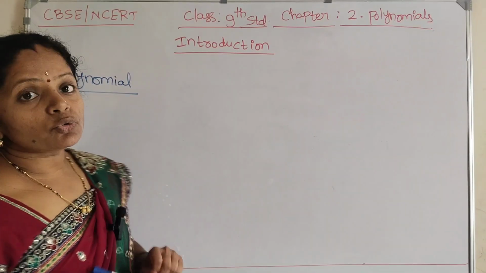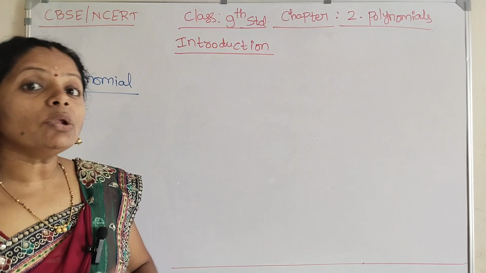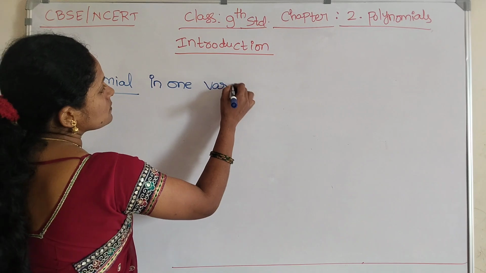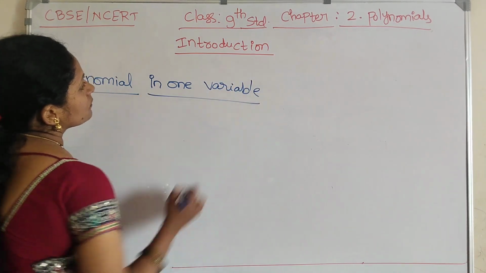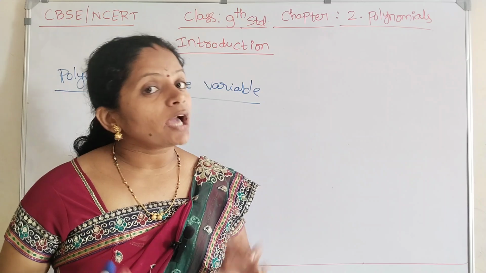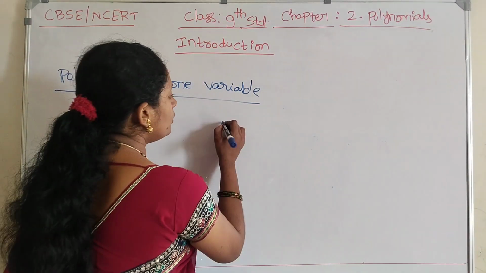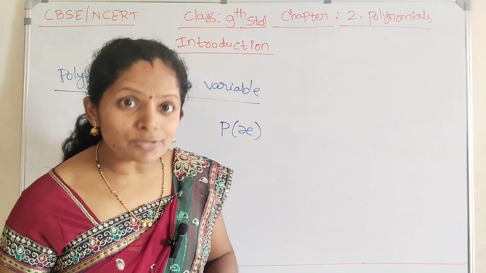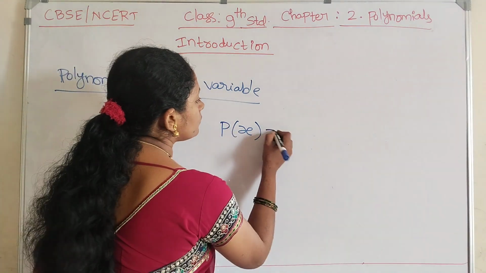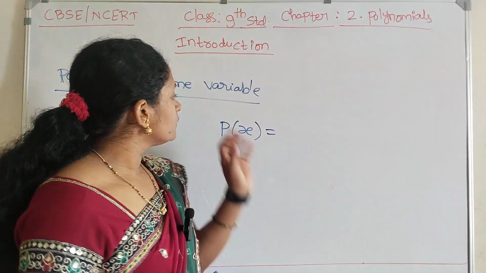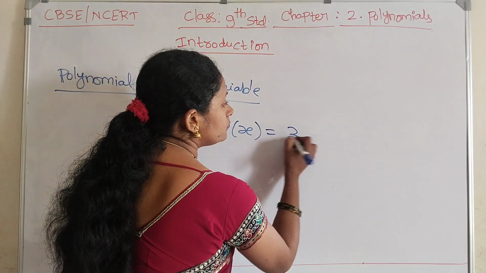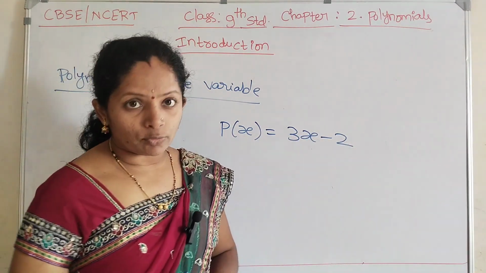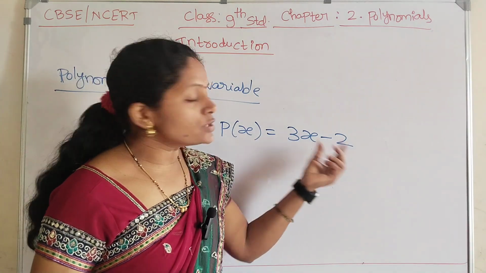Here we are going to discuss the polynomial in one variable. Means in a polynomial we are going to use one variable. Polynomials are denoted with p of x, which means that it is a polynomial using x as the variable. Let us take an example of p of x: 3x minus 2. We can say that this is a polynomial. Here we have used two terms.